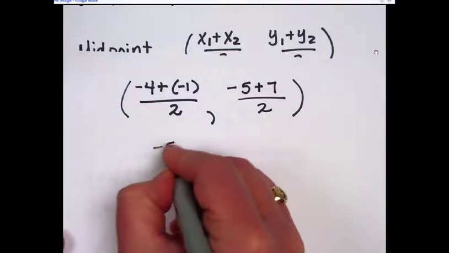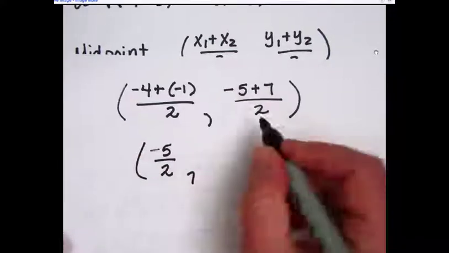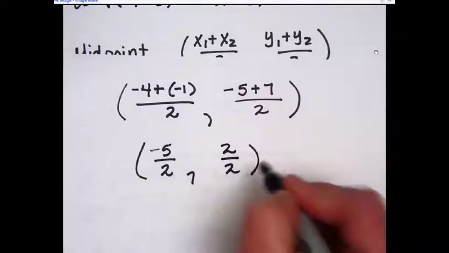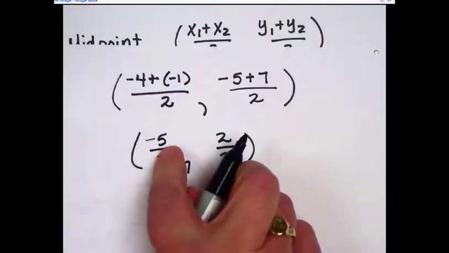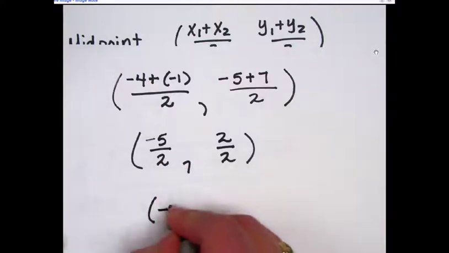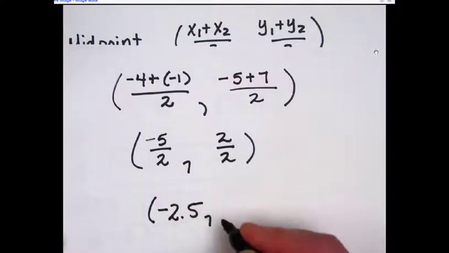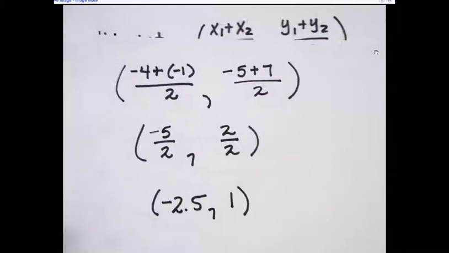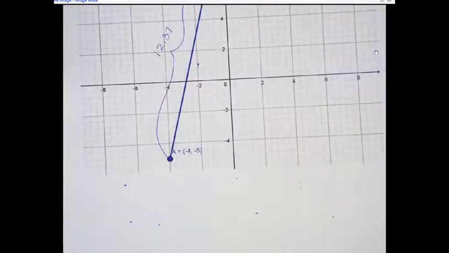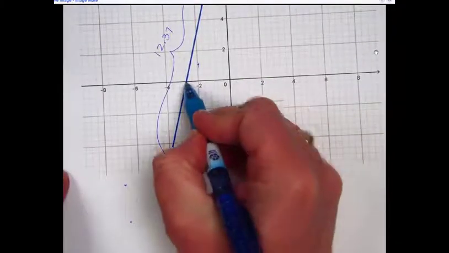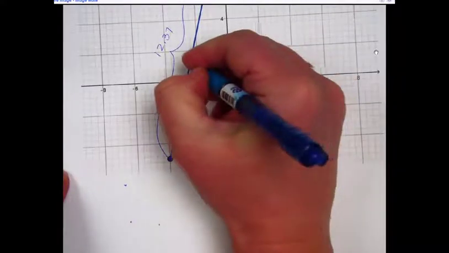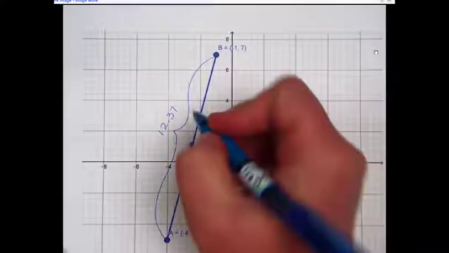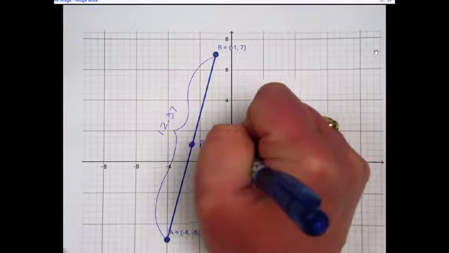So here we have negative 4 plus negative 1. That gives me negative 5 over 2. That's going to be my x-coordinate. And here I get negative 5 plus 7 is a positive 2, 2 over 2, which simplifies to 1. Negative 5 over 2 is negative 2.5. So for my decimal loving friends, we can write negative 2.5, 1. Now we can always go to our graph and check that and see, is negative 2.5, 1 the midpoint? Negative 2.5, and then up to 1, that's going to be right here. And eyeballing it, it does look to be about halfway. So this is our midpoint.